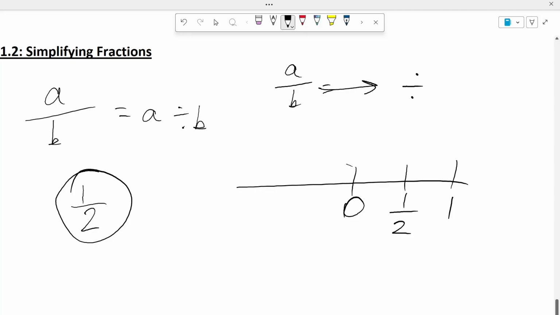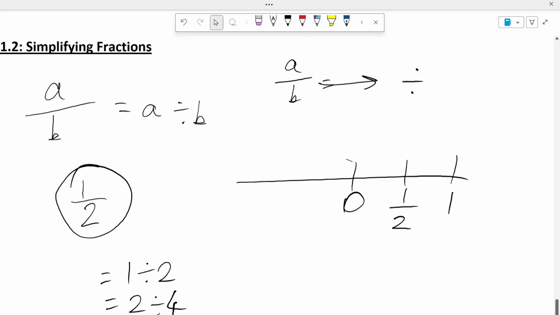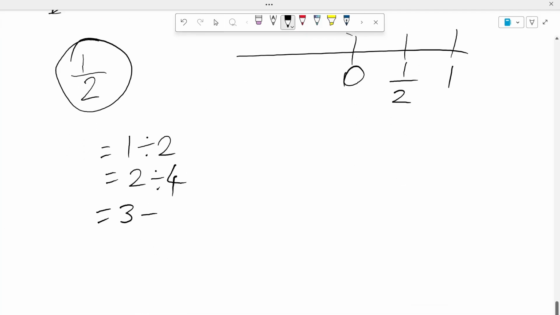Well, no, it isn't. And it isn't because we can write a half as 1 divided by 2. But you can write a half as 2 divided by 4 also. Or as 3 divided by 6, and so on and so forth. For people who are already fairly familiar with GCSE Maths, you can write it as x divided by 2x, but if you don't quite understand that terminology yet, don't worry, we'll go into it in future videos.